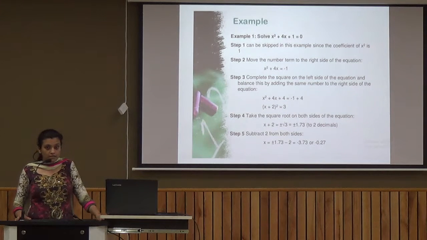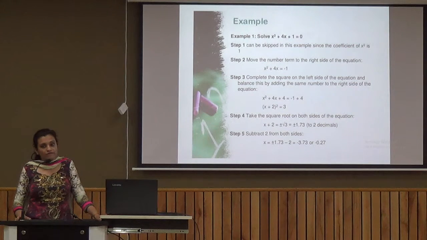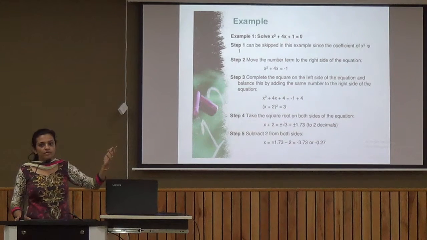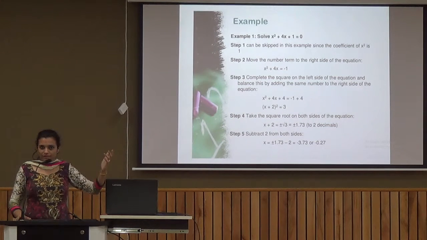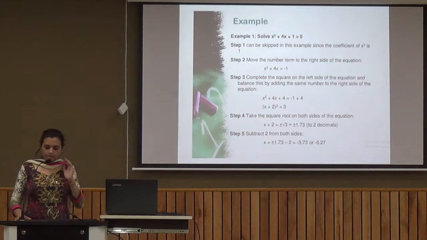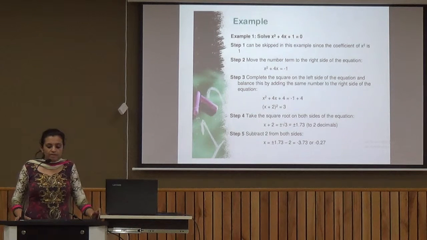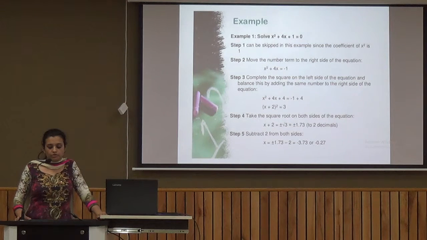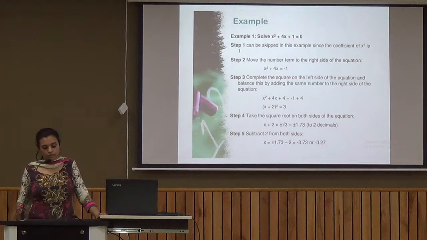Now if you can see, it is quite tricky for me to solve it by factorization. I'll have to look out for those factors of 1 whose sum is 4. And that's quite difficult, right? So let us see, step 1 can be skipped in this example since the coefficient of x square is 1. Simple enough for us. Move the number term to the right hand side of the equation, that is x square plus 4x is equal to minus 1.